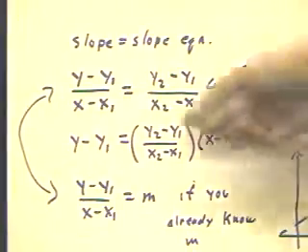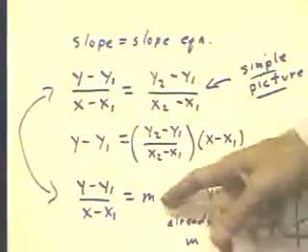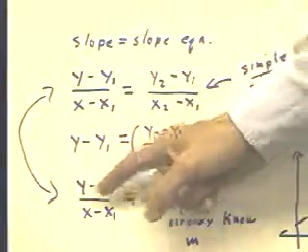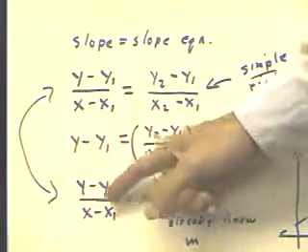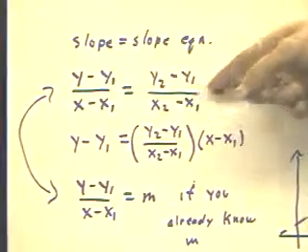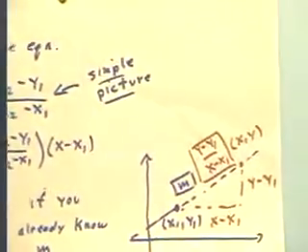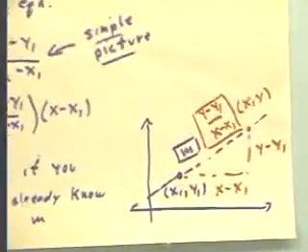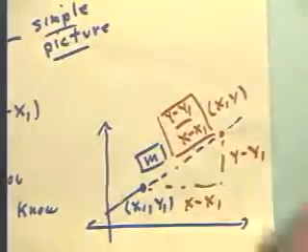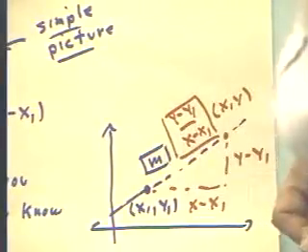Okay? Now, of course, if you're given the slope, instead of (y2 minus y1) over (x2 minus x1), we'd simply write (y minus y1) over (x minus x1), the slope from this point out to (x, y), equals m, if you already know m. And that should be pretty obvious. So everything comes out of the simple picture that we get for the two-point form. Again, if we have one point and a slope, the picture could look like this. Here's our point (x1, y1). Here's our point (x, y). Here's our slope, (y minus y1) over (x minus x1). This slope equals this. Okay?